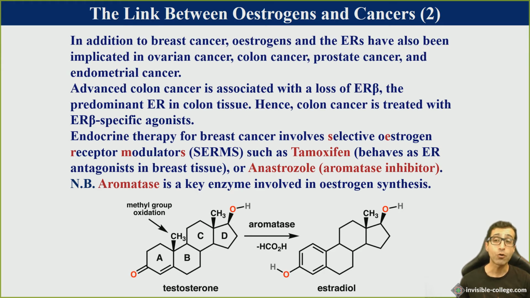Now, endocrine therapy for breast cancer involves selective estrogen receptor modulators, or SERMs for short, and an example of this is tamoxifen, which is a drug which behaves as an estrogen receptor antagonist in breast tissue. Another example is anastrozole, which is an aromatase inhibitor. Now, aromatase is the enzyme which can convert testosterone into estradiol.